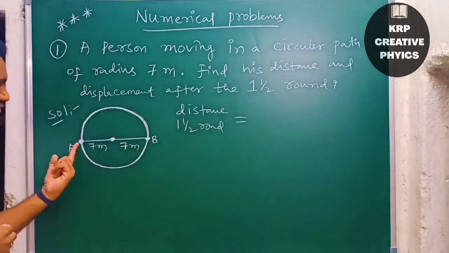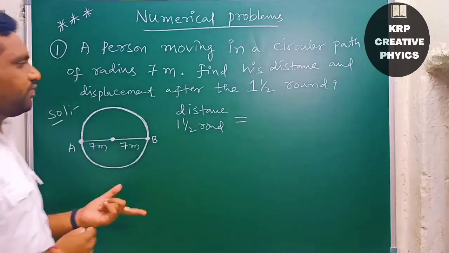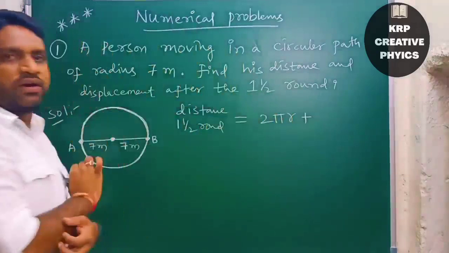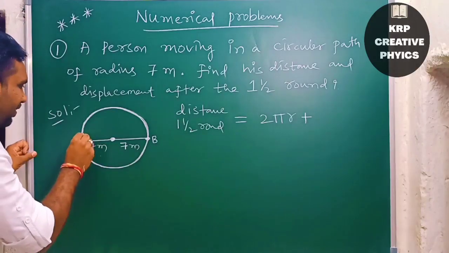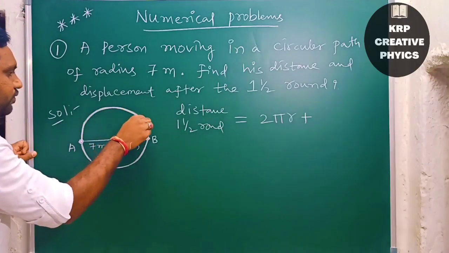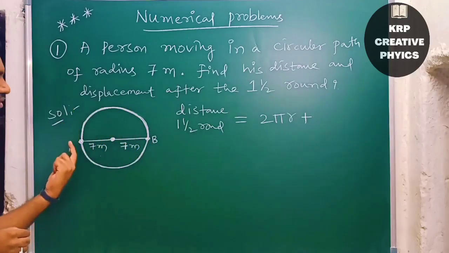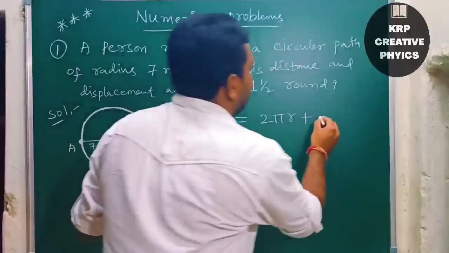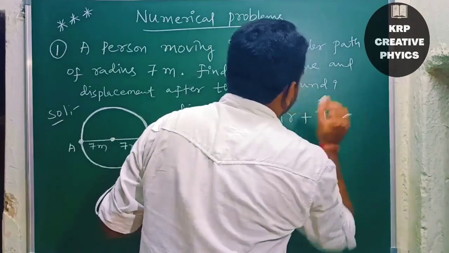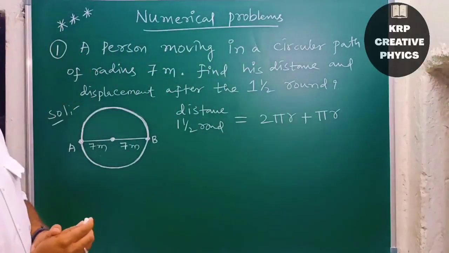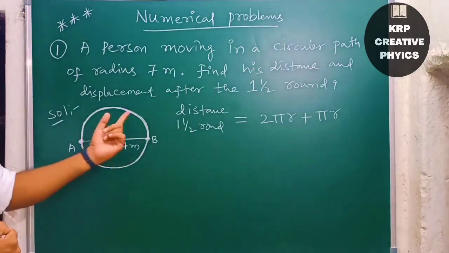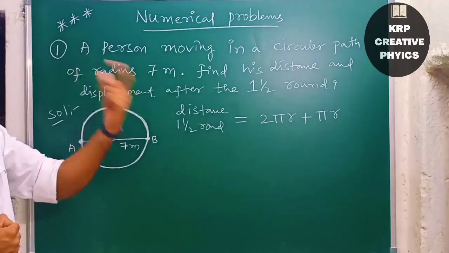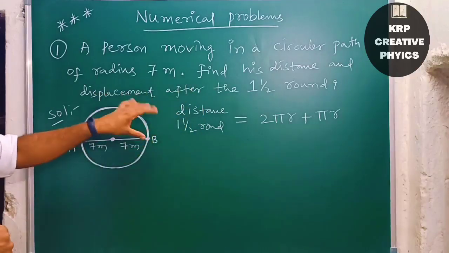For 1 round, it is the circumference. As we know, the circumference of the circle is 2 pi r. So this is for 1 round. Only 1 round is completed, and the remaining is a half round, the circumference of a semicircle, half of the circle. So what is the formula here? Pi r. You should know the formulas here. The circumference of a full circle is 2 pi r. The circumference of a half circle is 2 pi r by 2. The 2 gets cancelled, so pi r. So that is the total distance.